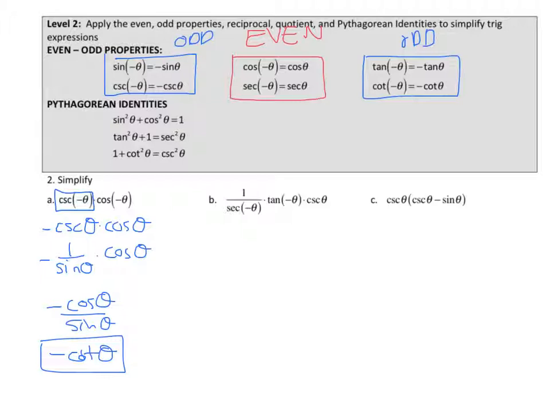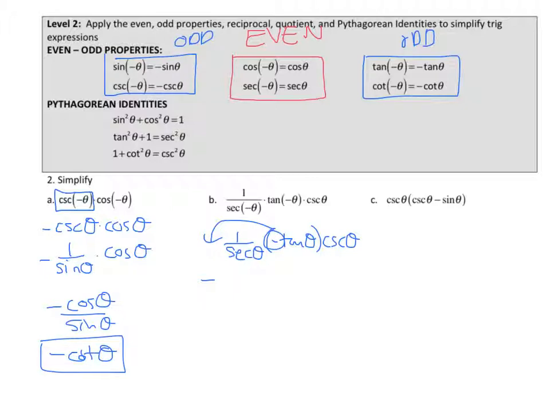In the next example, secant is an even function, so secant of negative theta is just secant theta. The negative goes away, so I get 1 over secant theta. Tangent is an odd function, so that's going to be negative tangent theta, cosecant theta. And I'm going to take this negative and just move it out to the front, because my whole expression is going to end up being negative.